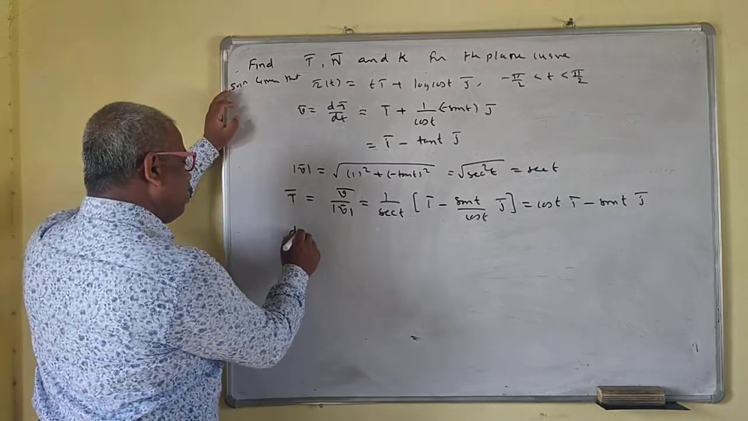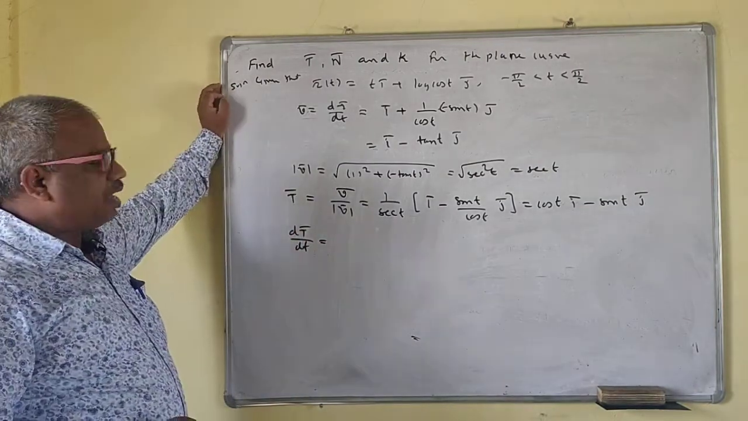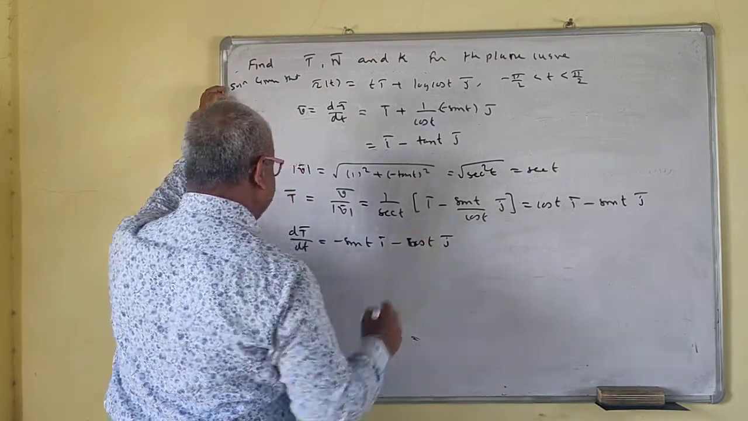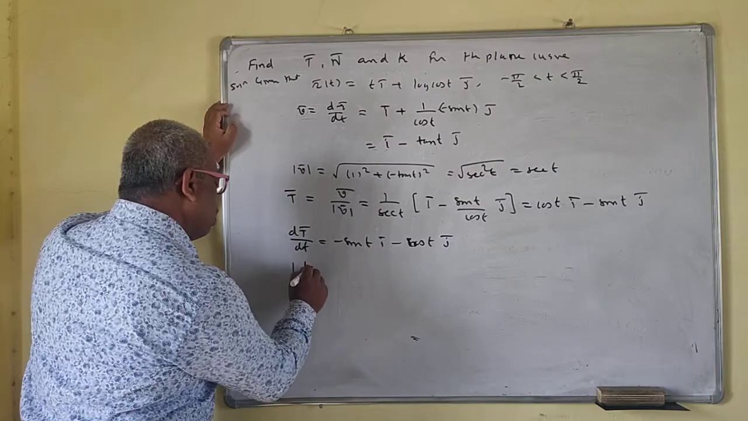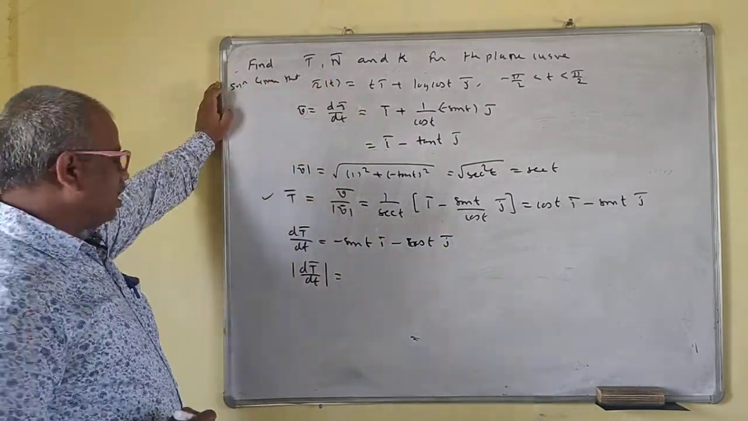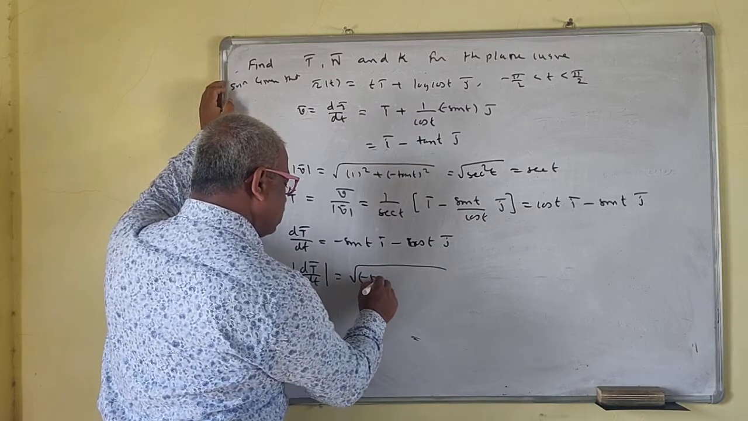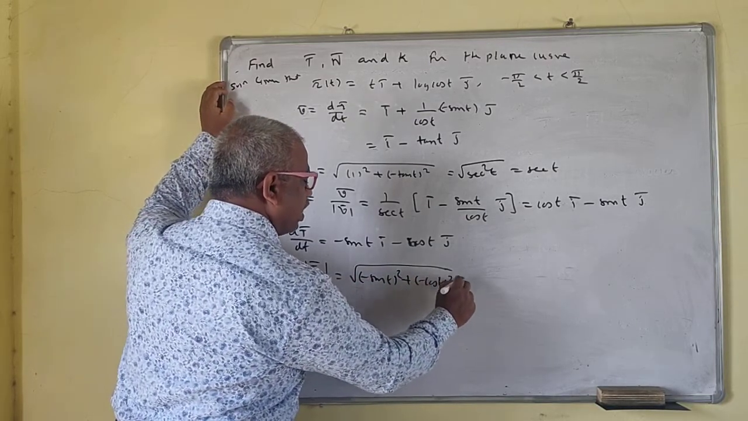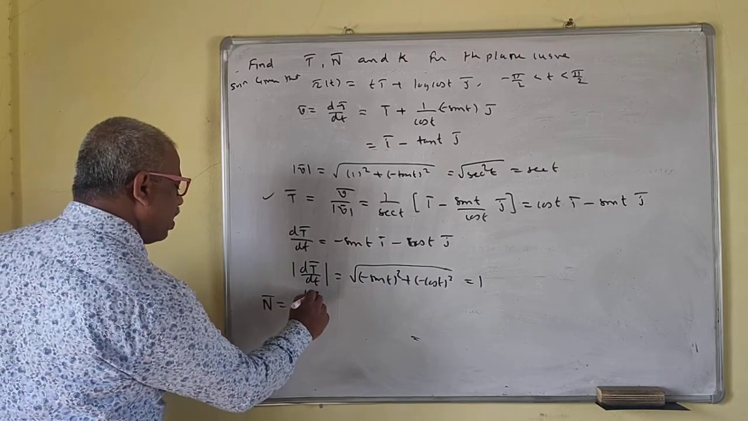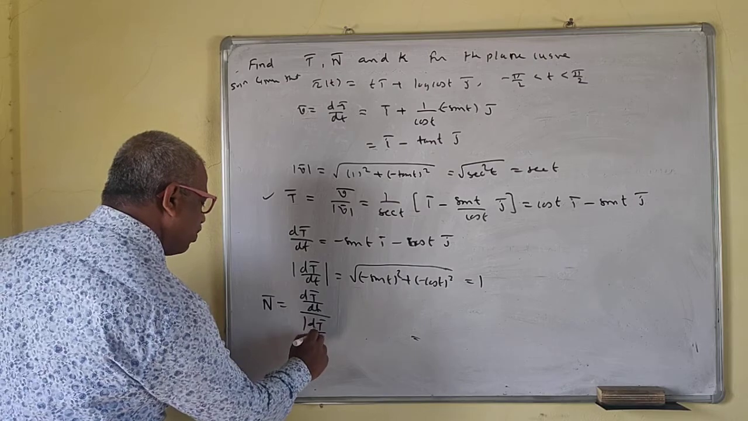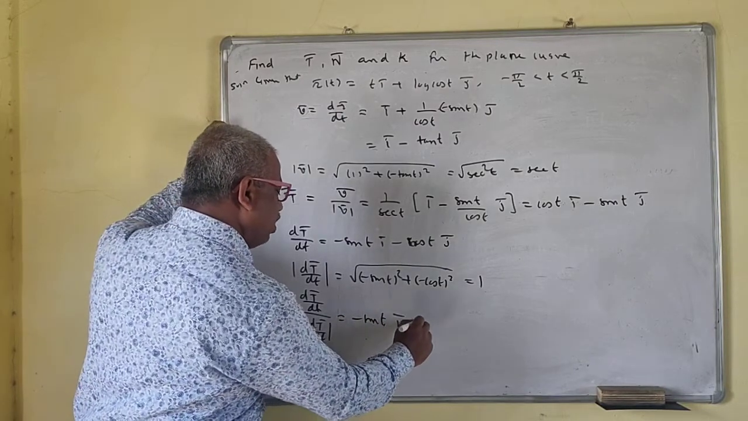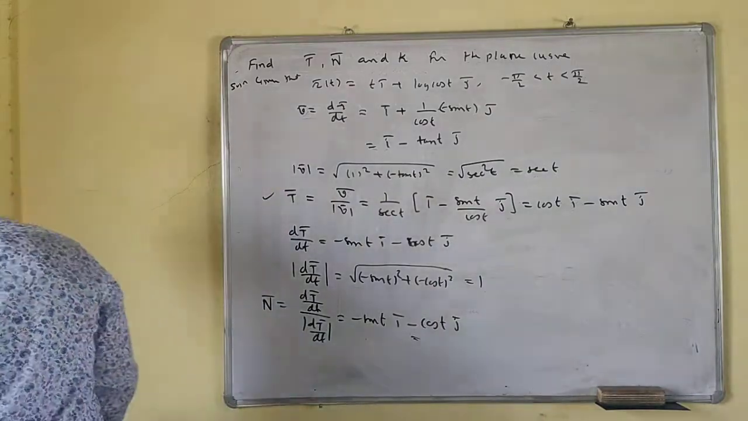Now I will write dT bar by dt. This is minus sin t i bar minus cos t j bar. We'll find the mod of this dT bar by dt. You got this T bar; you want to find N bar and curvature now. So this is root of minus sin t square plus minus cos t square, which is 1. N is dT bar by dt upon mod of dT bar by dt. Since this is 1, this is just minus sin t i bar minus cos t j bar. This is your N bar.